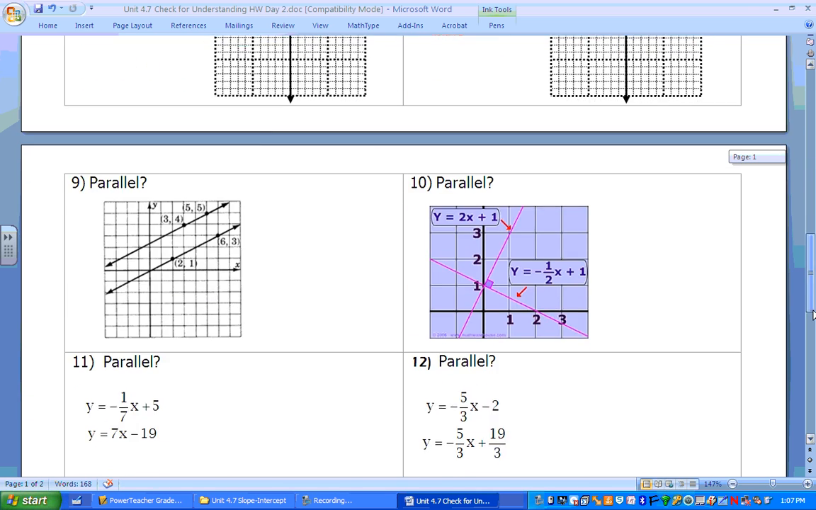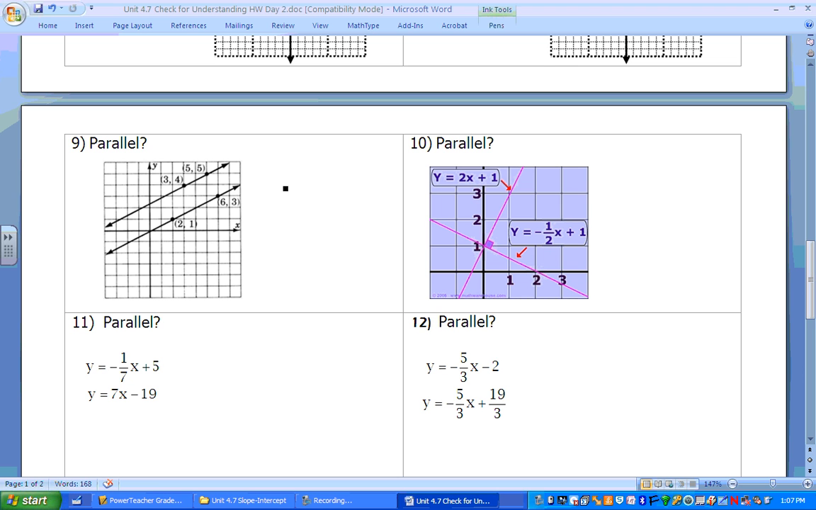On the back side, are these two lines parallel? Again, in order to find parallel lines, remember they have the same slope. If I give you 2 points, remember to find the slope, we take 5 minus 4 over 5 minus 3 to get 1 over 2. So the slope for this line is 1/2.